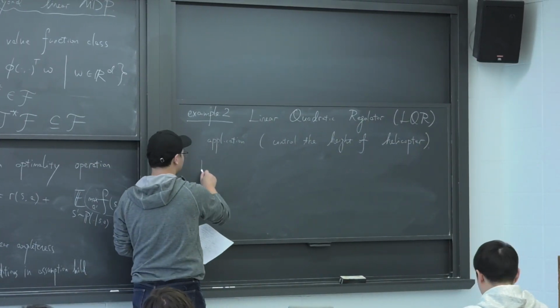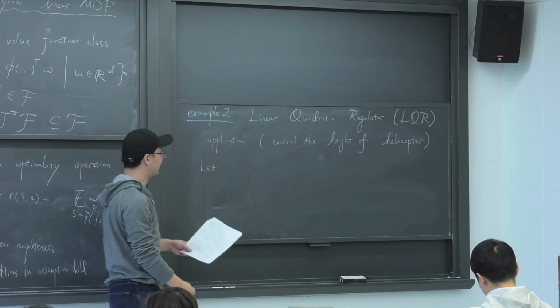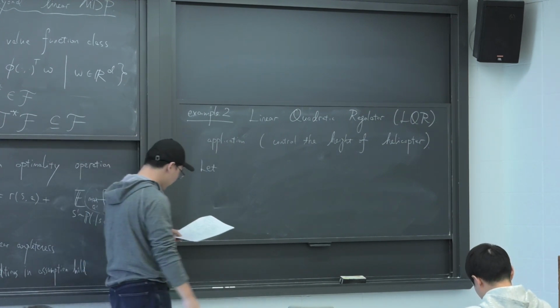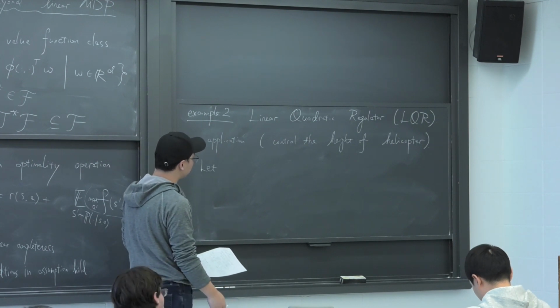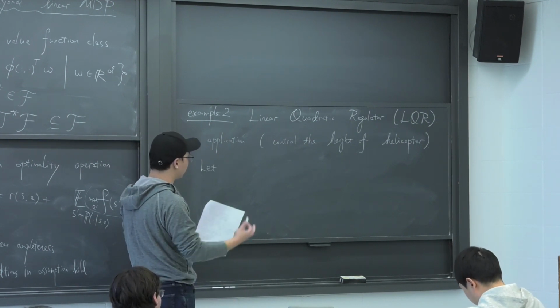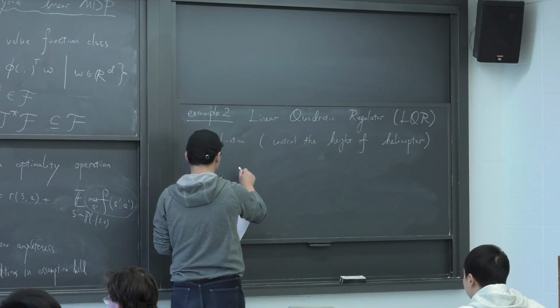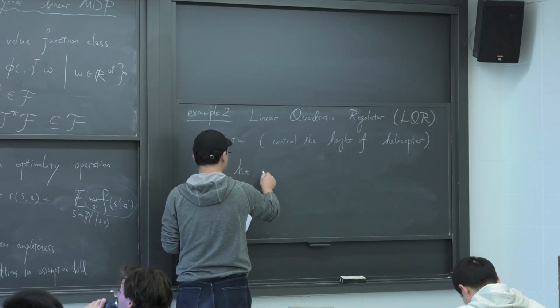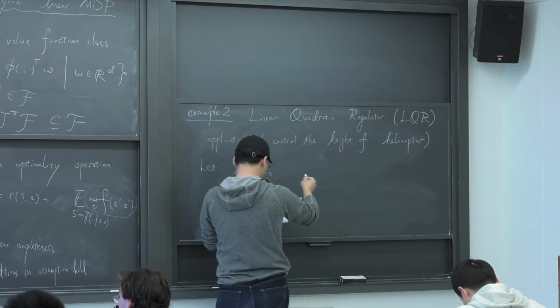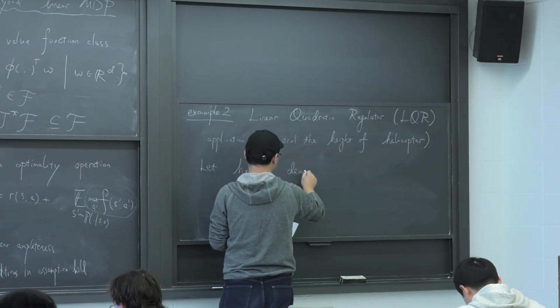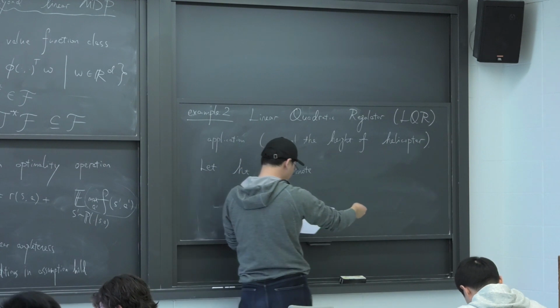In that kind of case, let's recall what we learned from physics in high school. When we want to control the height and velocity, for simplicity, we no longer care about spin or rotation, so we just look at the height. In that case, let h_t and v_t denote the height and the velocity at time t.